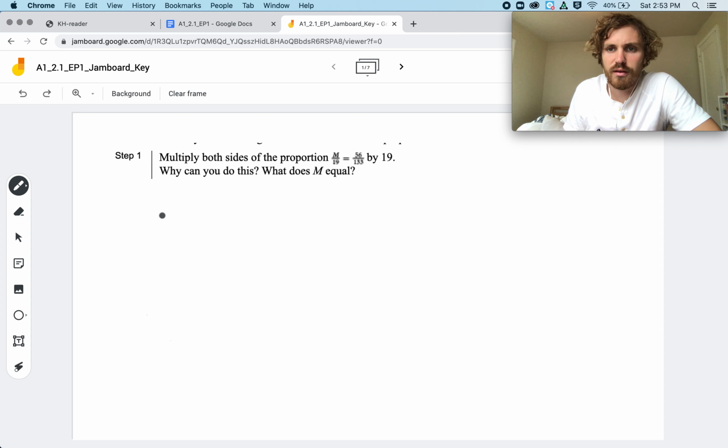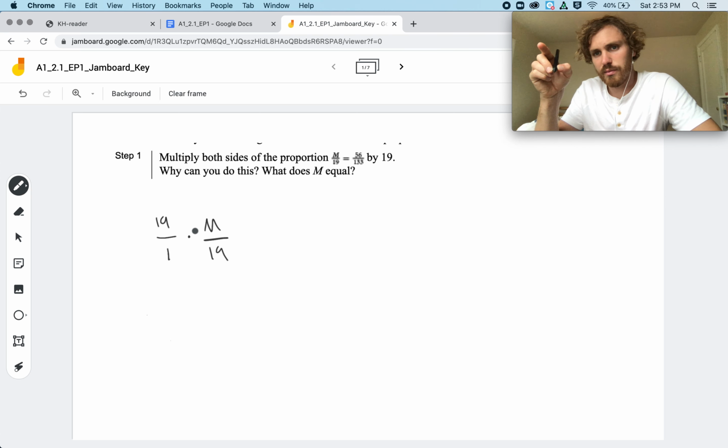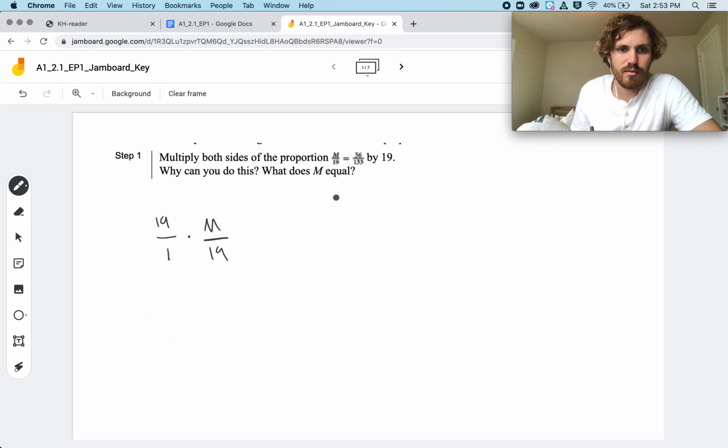And one thing that I really think is valuable with fractions is instead of multiplying by 19, we're doing the same thing, but multiply by 19 over 1. Because 19 over 1 is a fraction, and then it's just a little bit easier to remember that when you multiply two fractions, you multiply straight across. So numerator times numerator and denominator times denominator. And then this would be equal to 56 divided by 133 times 19 over 1.